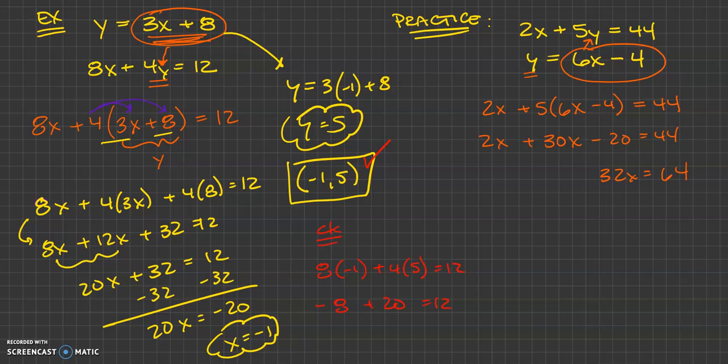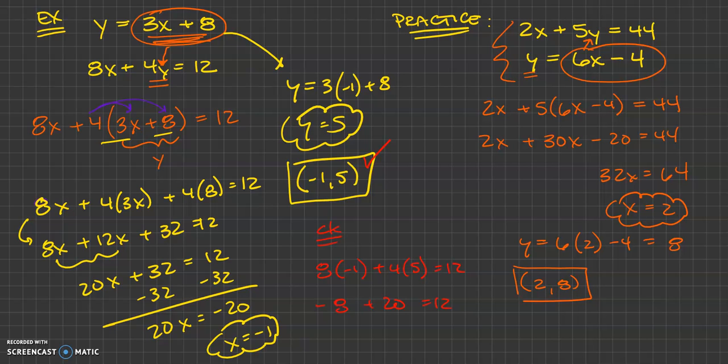I added 20 to both sides. I'm going to divide both sides by 32 and get x equals 2. All right, let's substitute in and get y is equal to 6 times 2 minus 4. That's going to be 12 minus 4, or 8. So the solution is 2 and 8. If I were to graph these two equations, they should cross at the point 2, 8. 2 in the x, 8 in the y.